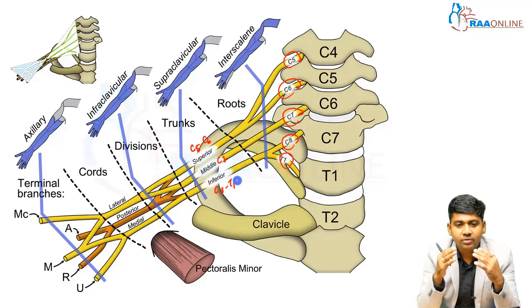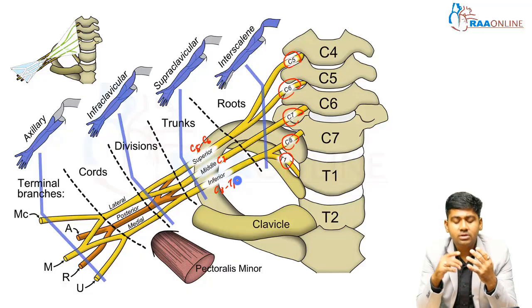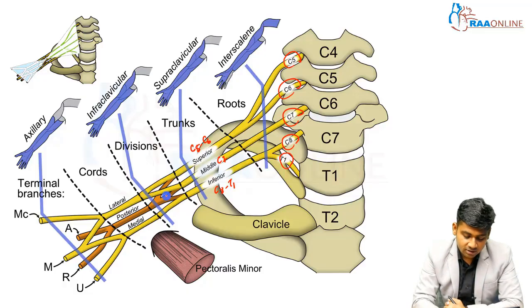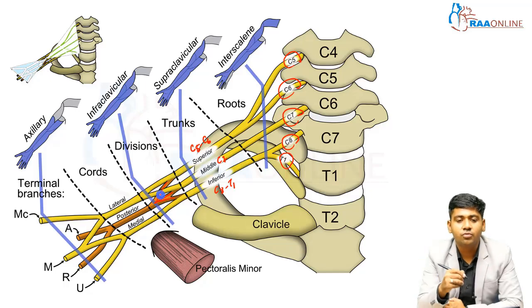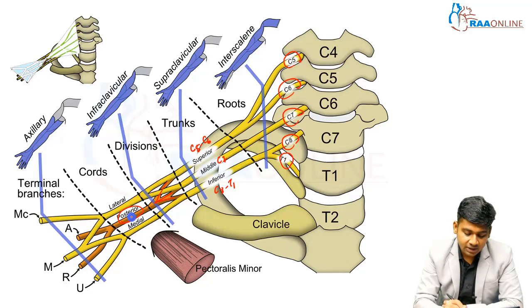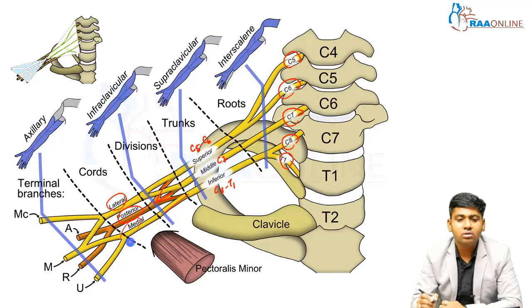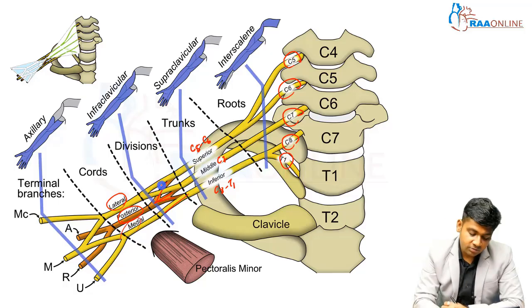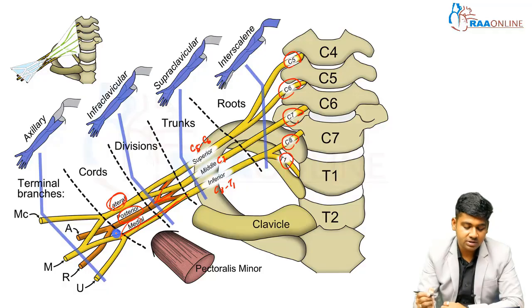These trunks finally form divisions, the anterior division and the posterior division. Here you can see the posterior division in brown color. All the posterior divisions combine to form the posterior cord. The anterior divisions of the upper trunk and middle trunk form the lateral cord. Only the anterior division of the inferior trunk forms the medial cord. So you can see here, the anterior divisions of the superior and middle trunks form the lateral cord. The posterior divisions of the superior, middle and inferior trunks form the posterior cord. And the anterior division of the inferior trunk will just continue as the medial cord.